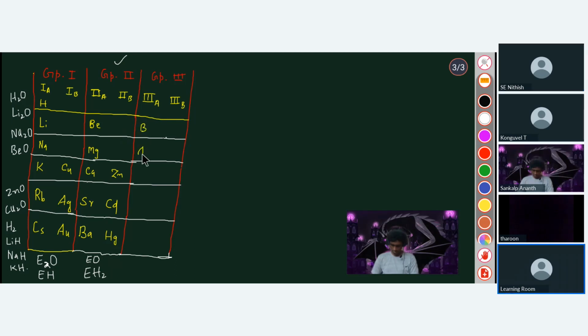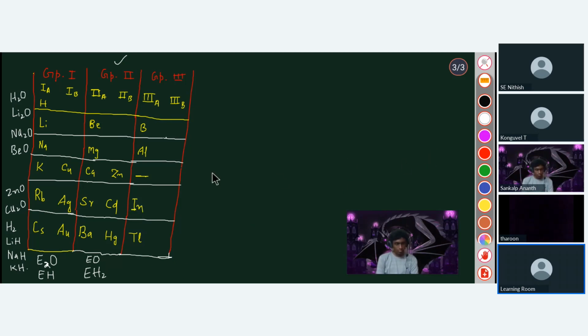Then it's aluminum. Then there was an element which was not discovered at that time. Mendeleev just kept the empty space. This is very important. Then it is indium, which was discovered at that time. Then it is thallium. Indium and thallium.